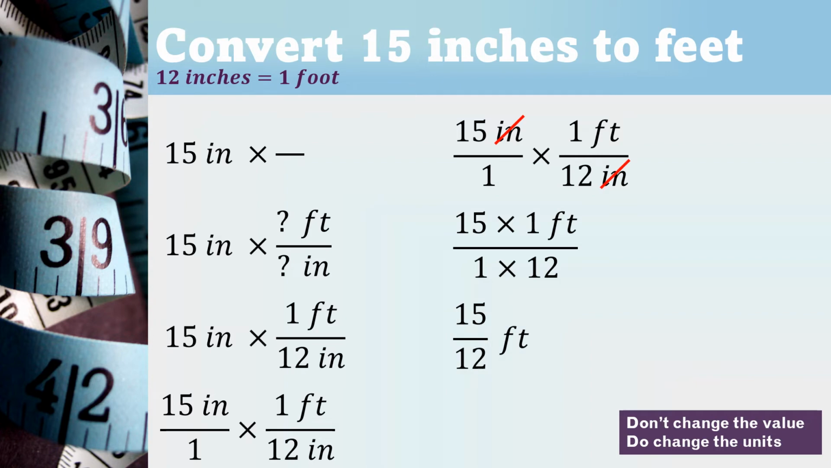Now we can simplify. We have 15 times 1 is 15. 1 times 12 is 12, and I'm going to pull the feet outside and say I have 15 twelfths feet. We can do the math to reduce that. You can either take it down to an improper fraction, a mixed number, or a decimal, depending on what your book wants you to do, what your teacher wants you to do. I'm just going to write it as a decimal, so 1.25 feet. So 15 inches is equivalent to 1 1/4 feet. We haven't changed the value. That is the same length. It's just a new name, a new way of expressing it.